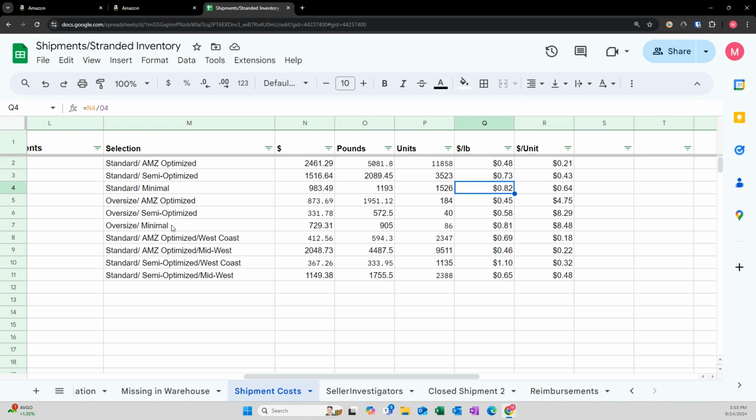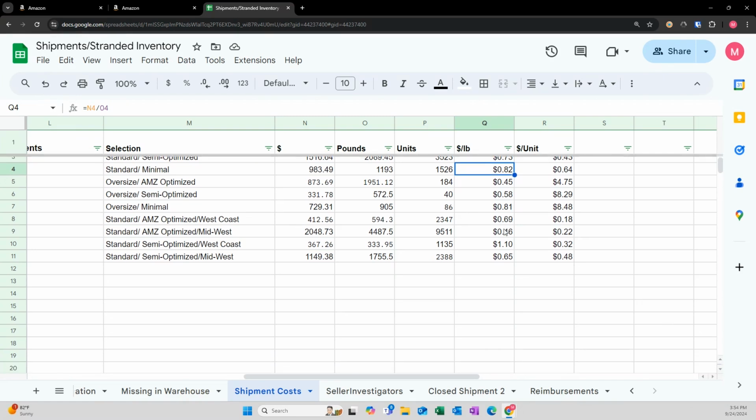Moving on to looking at how oversized compared. Again, the optimized was cheaper. We do have a little bit more data supporting this, but that's because the oversized minimal was 36 cents more per pound in the little bit of testing that we did.